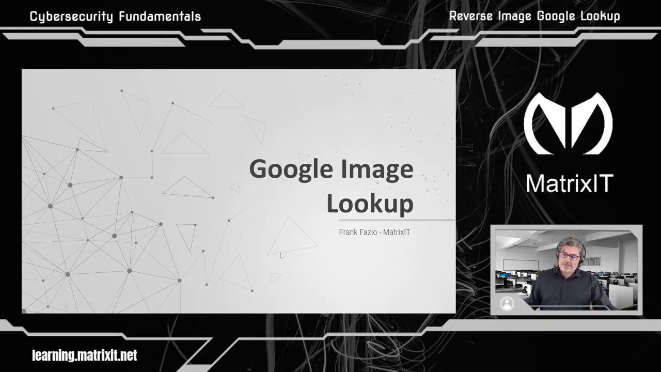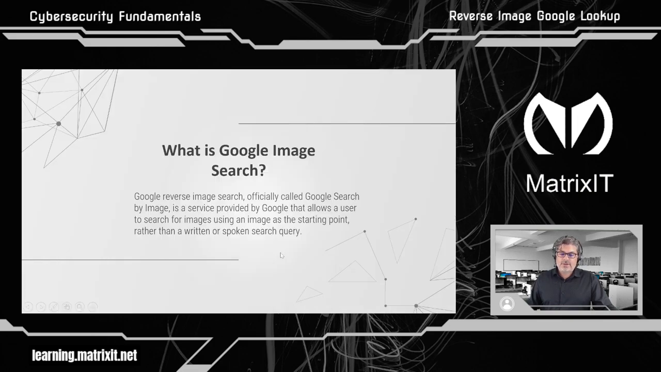So we can't go any further without having our definition. Google Reverse Image Search, officially called Google Search by Image, is a service provided by Google that allows a user to search for images using an image as a starting point rather than a written or spoken search query. There's a lot of Googles in there, a lot of searches in there too, but that's the definition. Here's a picture, Google, go find it. And that's what that means.